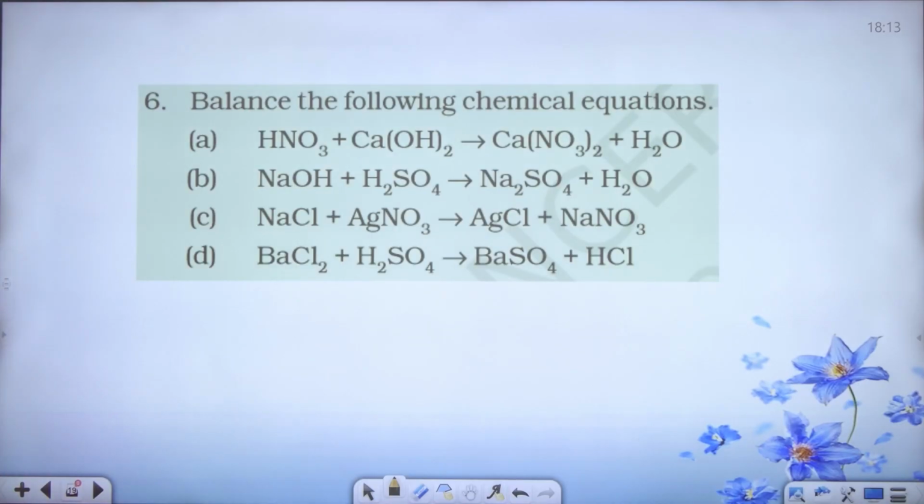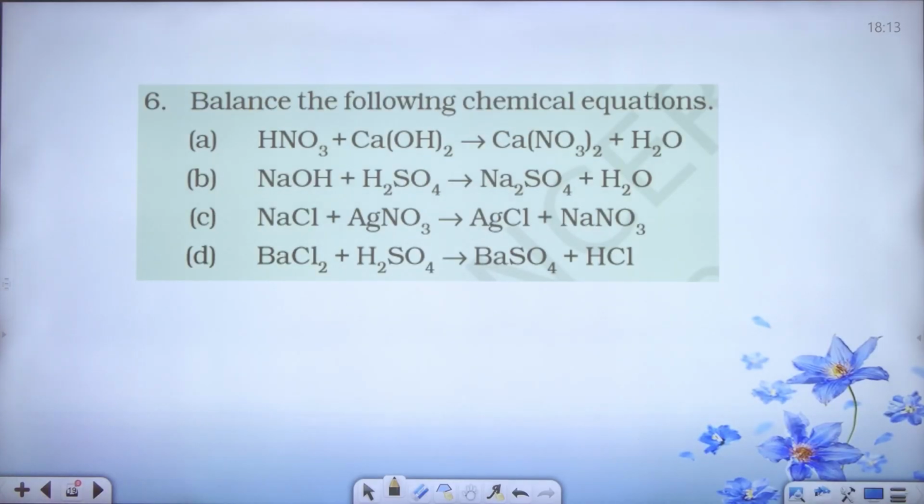Then balance the following chemical equations. HNO3, nitric acid, plus calcium hydroxide reacts to form Ca(NO3)2, calcium nitrate, and water. Next one is NaOH, sodium hydroxide, plus H2SO4, sulfuric acid, to form Na2SO4, sodium sulfate, and water.